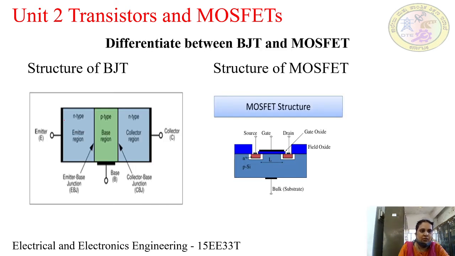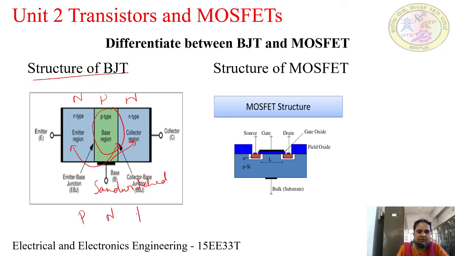So if you look at the structure of a BJT, in case of an NPN transistor, a P type layer or semiconductor is sandwiched between two N regions. The blue ones are the N regions and the green one is the P region. In case of a PNP transistor, an N type layer will be sandwiched between two P type layers. This is the structural difference of how a BJT is constructed for NPN and PNP transistors.